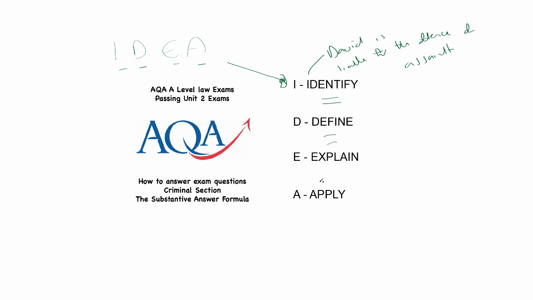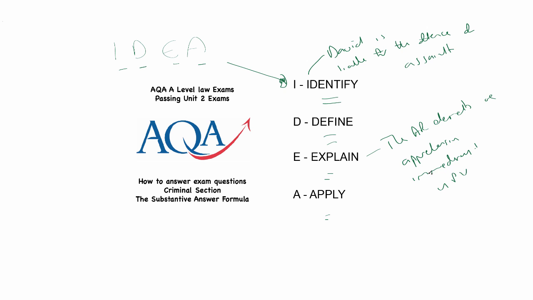The third element is the explanation, and I'm going to talk very, very briefly about the application as well. But the explanation would say the actus reus elements are, and let's say in this instance we're going to be the apprehension, immediacy, and unlawful personal violence. And you're going to very clearly give a very quick explanation of what each of those are.